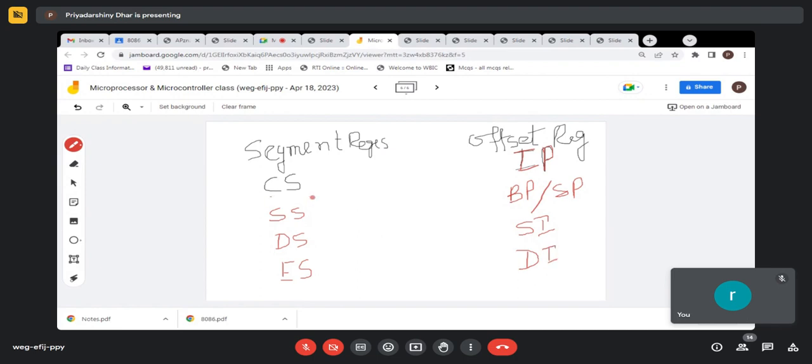For code segment memory location, the offset address register is fixed. Okay, DI will never hold the offset address of the code segment, and SI will never hold the offset address of the stack segment. Always fixed: for code segment it is IP, for stack segment BP or SP, DS is indicating SI, ES for DI. Okay, remember this one.